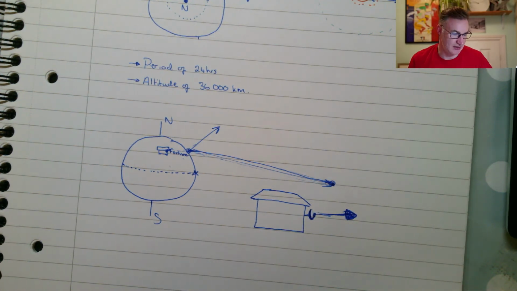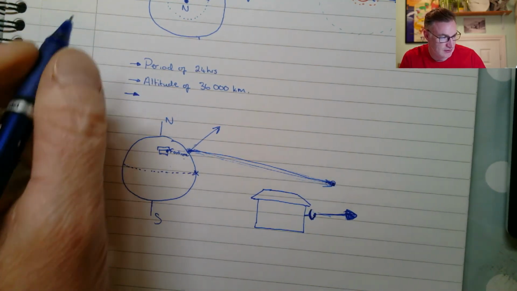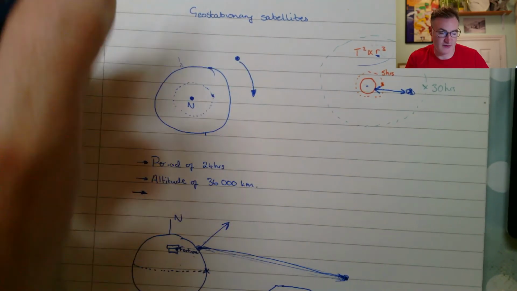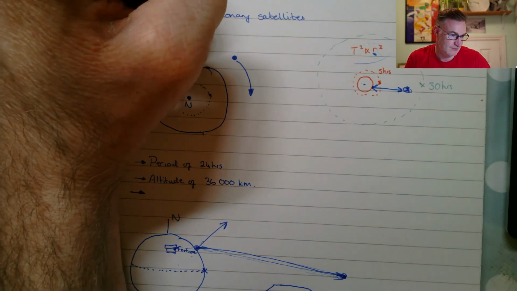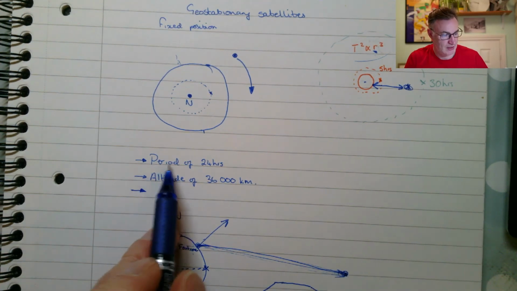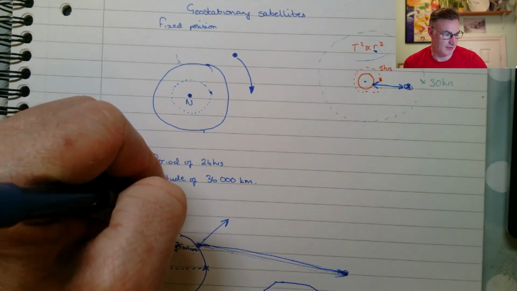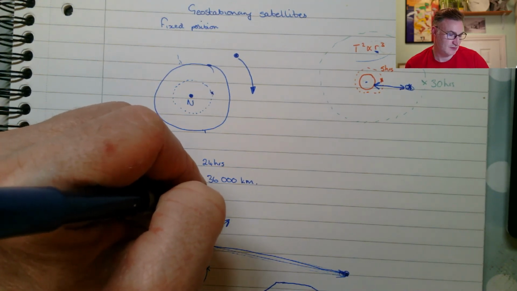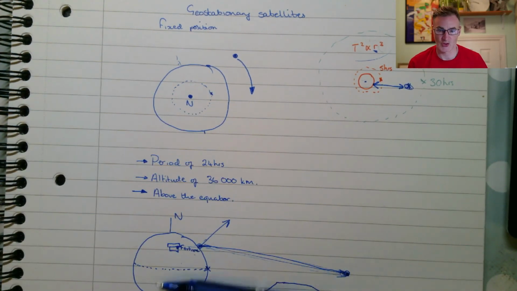As I say, if you remember nothing else, you should know that a geostationary satellite has a fixed position above the Earth's surface. Let's just write that down: fixed. It has a fixed position, has a period of 24 hours and an altitude of 36,000 kilometers, and in order to achieve this, it must be above the equator. And that's a geostationary satellite.